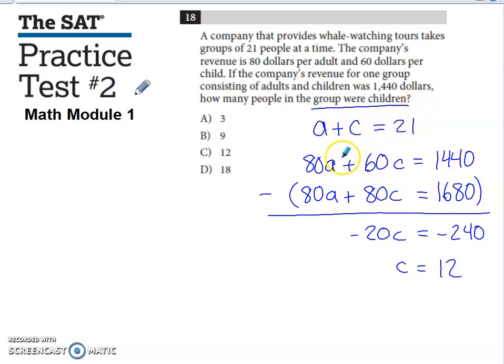And then the second one is going to come from the amount of money that the company takes in. $80 times the number of adults plus $60 times the number of children has to total $1,440.